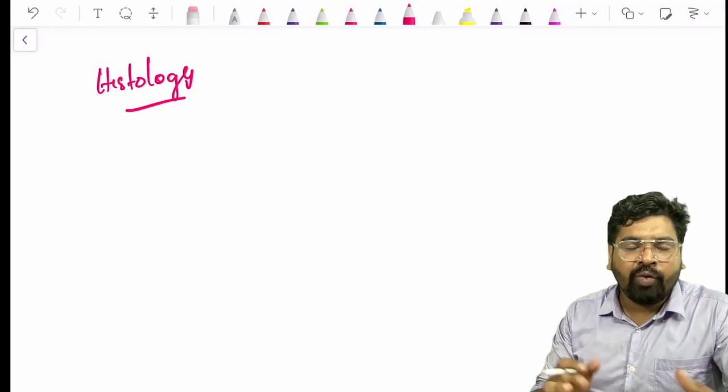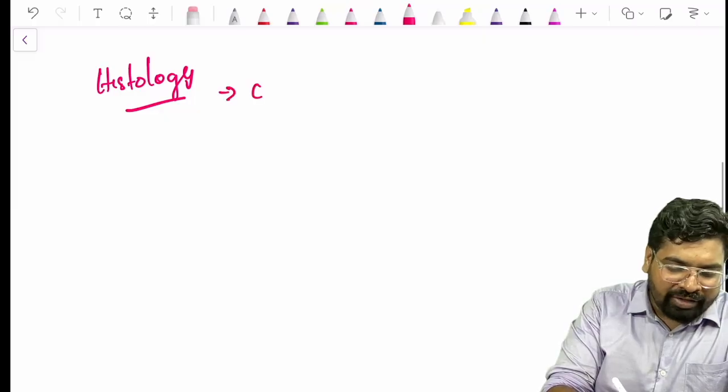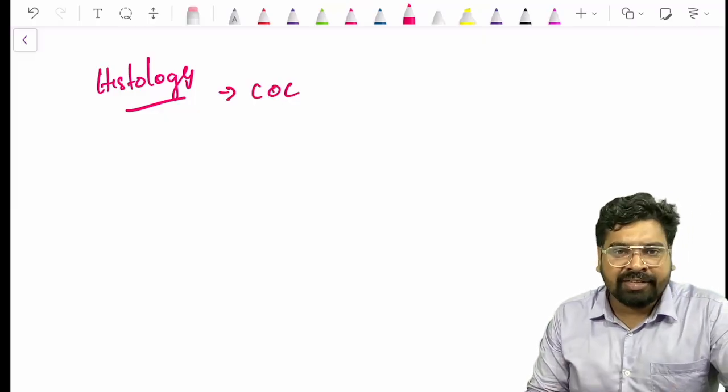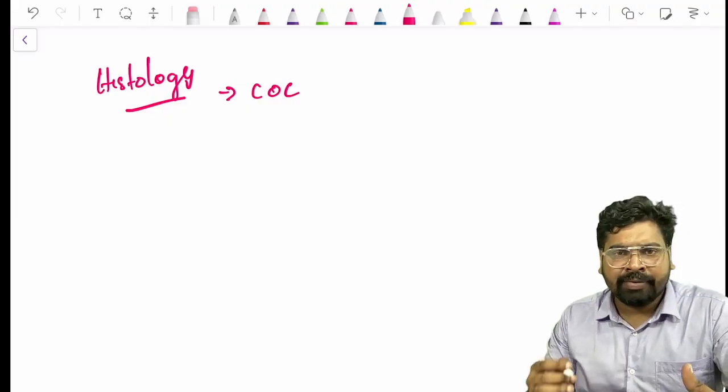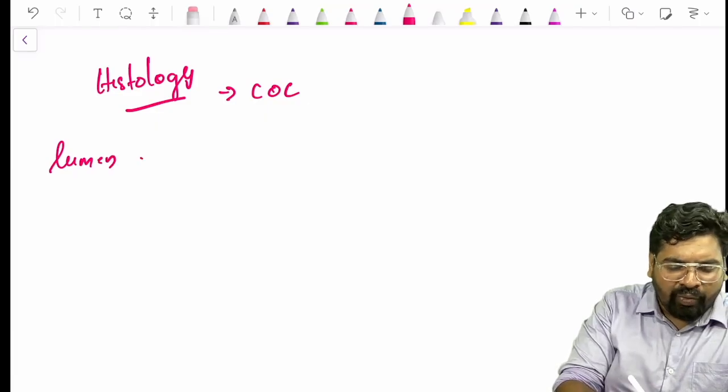Now, what about histology? Histology of COC. Anyway, it is a cyst. Now we are going to learn in the name of lumen, lining, and capsule. We are going to see the lumen. What is there in the lumen?